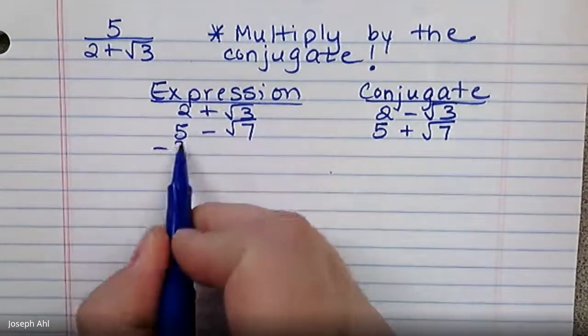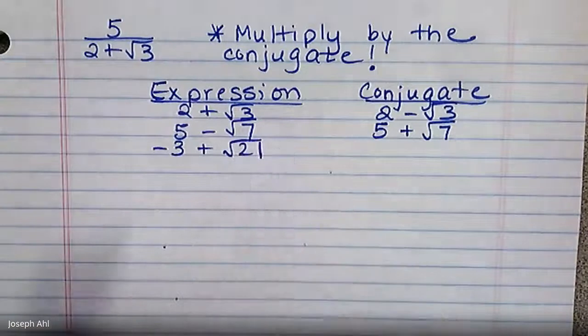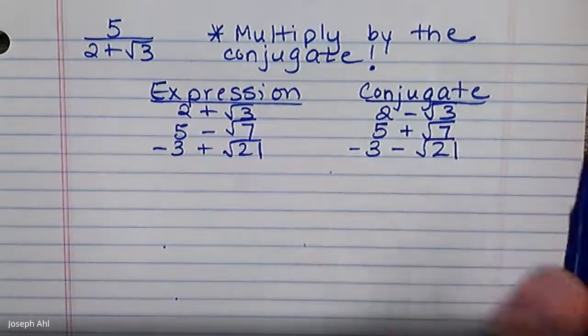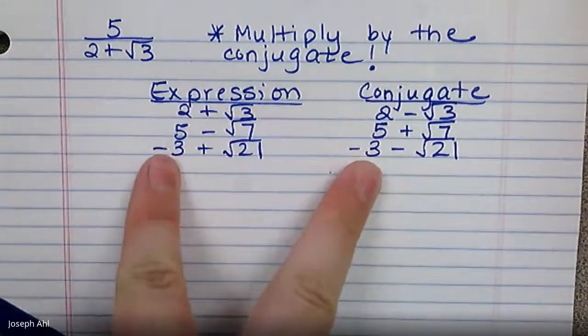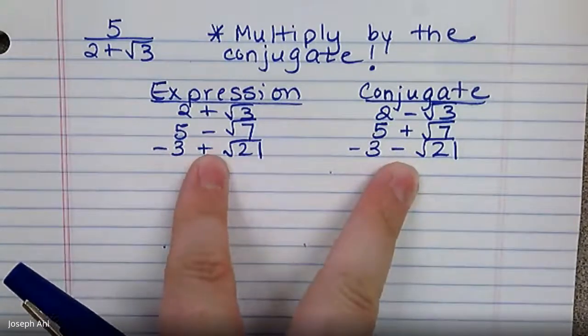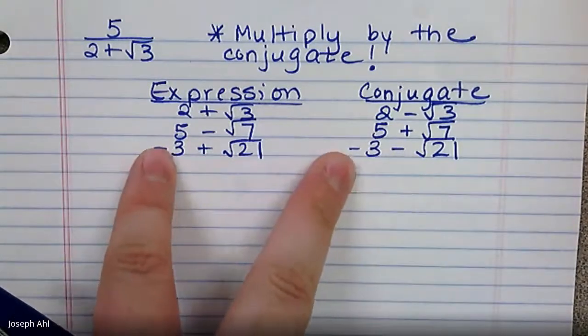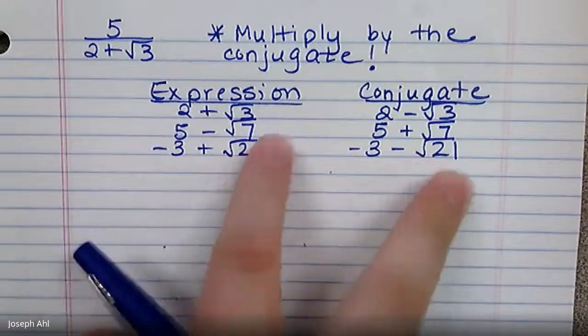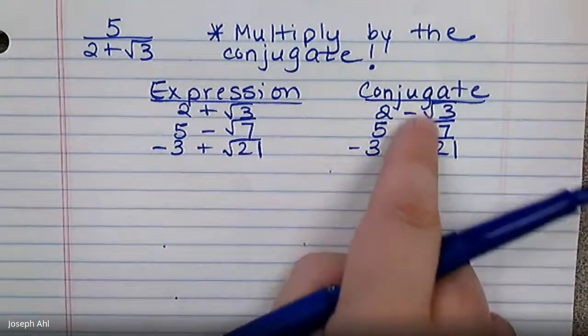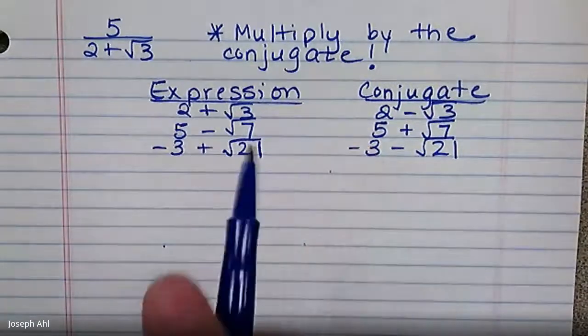If I had negative 3 plus radical 21, the conjugate is negative 3 minus radical 21. So notice how the first sign doesn't ever change. It's just the sign in the middle. So be careful about that. It's common for students to want to just say, oh yeah, I'll negate both, because we do that sometimes in math. But the conjugate is just changing the middle sign only. Keep the first sign the same.